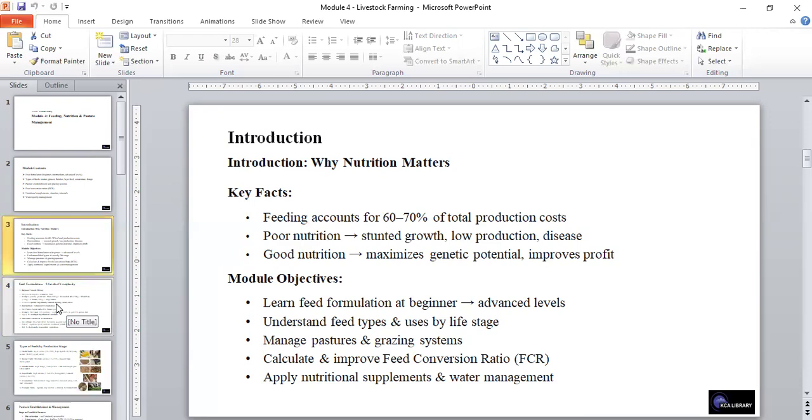So the objective of the module is to learn feed formulation at beginner to advanced level, to understand feed types and uses by life stage, to manage pasture and grazing system, and also to calculate and improve feed conversion ratio. Lastly, to apply nutritional supplements and water management.